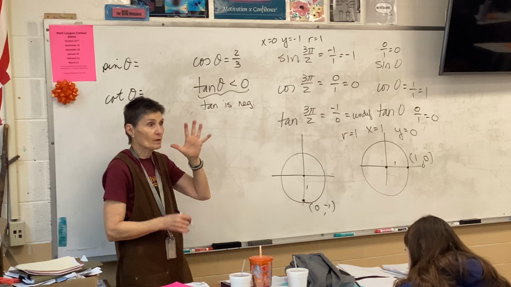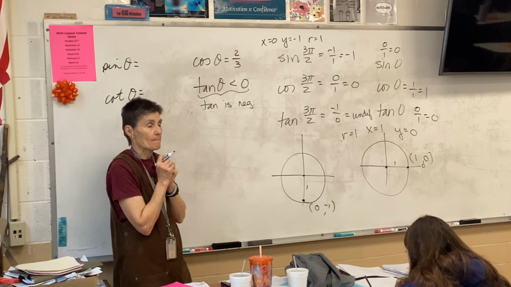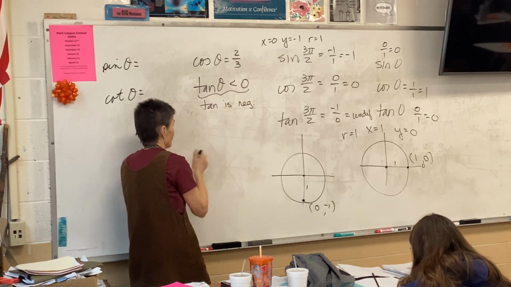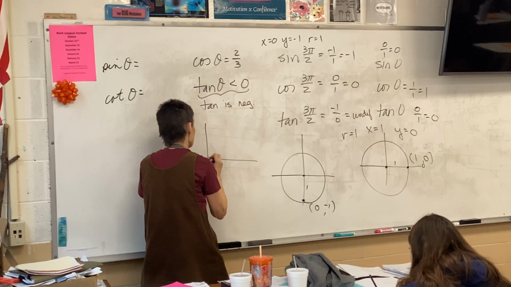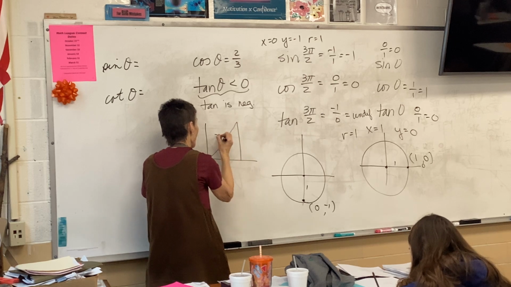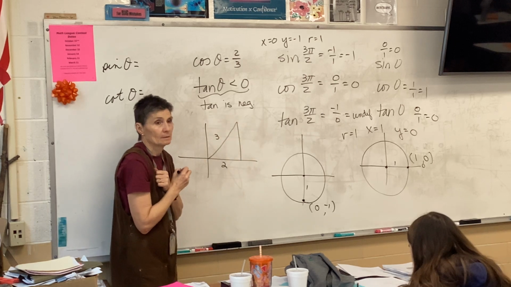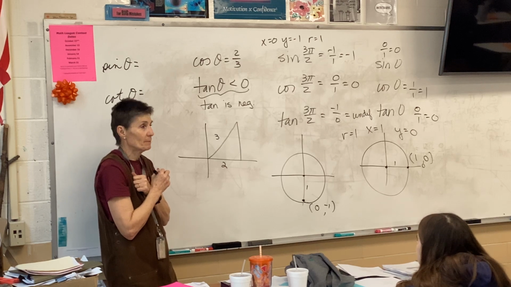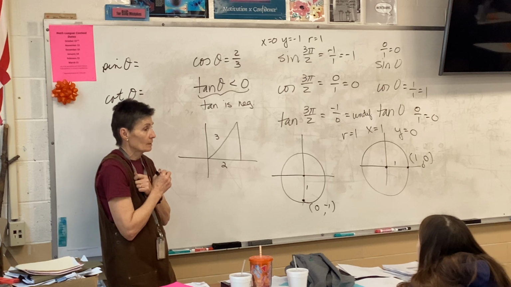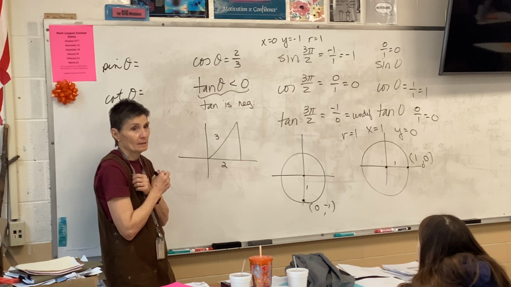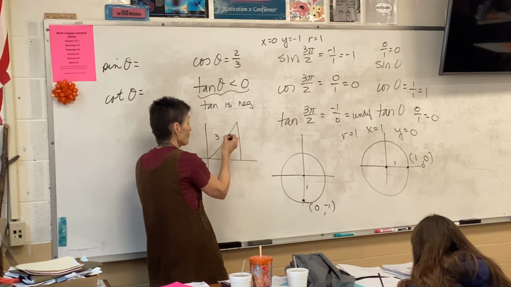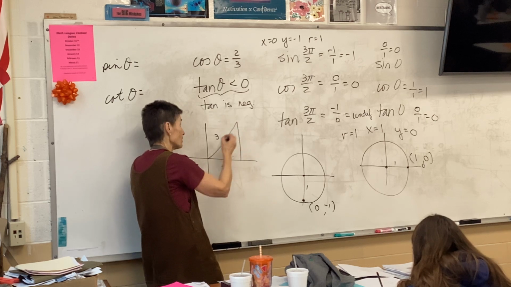Okay, now here's where you really got to think. When you see cosine equals 2/3, does this picture pop into your head? Why would that picture pop into my head? Because cosine is adjacent over hypotenuse, or if you prefer, x over r, the x side over the r side.